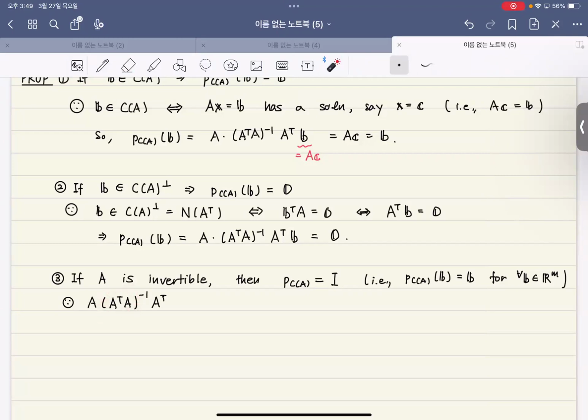Usually, I cannot get rid of this parenthesis if my matrix A is a narrow matrix. But here, we are assuming that A is a square matrix which is invertible. Therefore, I can get rid of this parenthesis and expand it as A inverse times (A transpose) inverse times A transpose. I can do this only because my matrix A is invertible. Then these two cancel, and these two also cancel. So everything is identity.